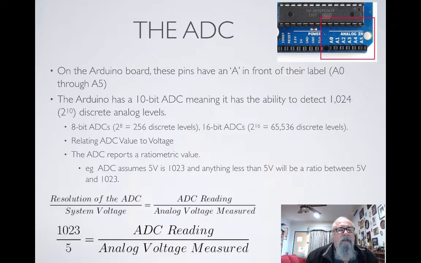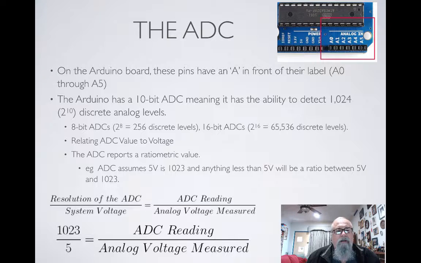All this does is it relates the ADC value, a binary number, to a particular voltage. So ratiometric value, so if we have an input of, say, 5 volts, that's based on the voltage of the board you're using itself, and we have 1023 levels, 5 volts will be equal to 1023, 0 volts will be equal to 0. So this can be simply put as the resolution of the ADC divided by the system voltage equals the ADC reading, the number that we get from the ADC, the digital number that comes out, divided by the analog voltage measured.